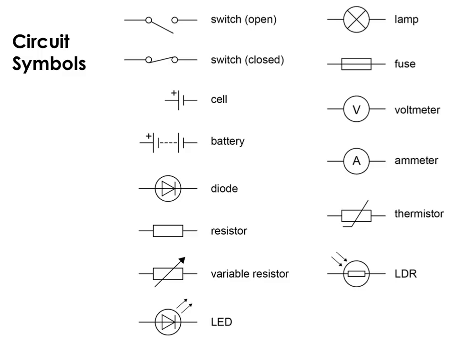We can now move on to the lamp, which is at the top over here. A lamp will just glow when current passes through it. You have a fuse as well. When a current passes through a fuse, the circuit's up and running, but if the current gets too high or you have a surging current, then the wire inside the fuse will melt and that will break the circuit.